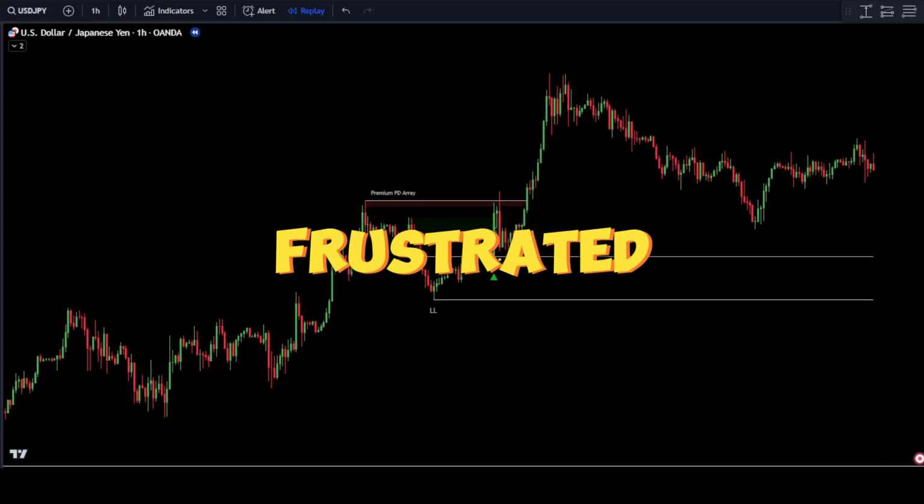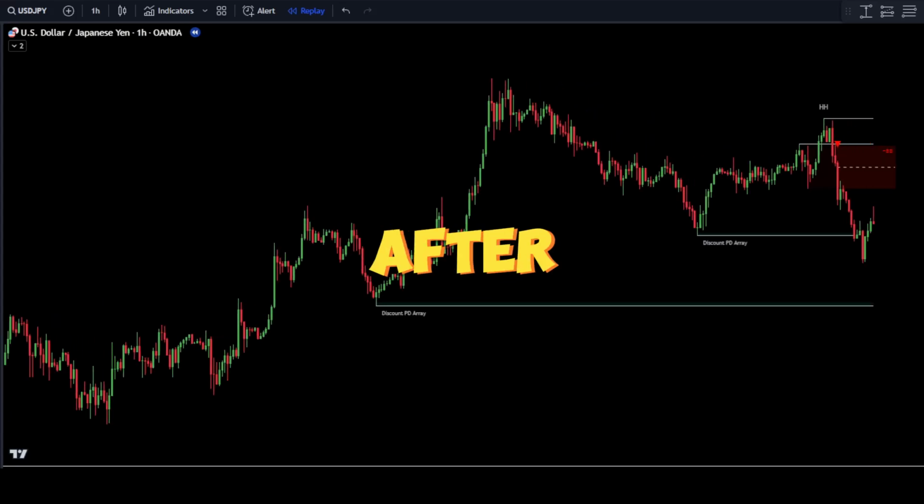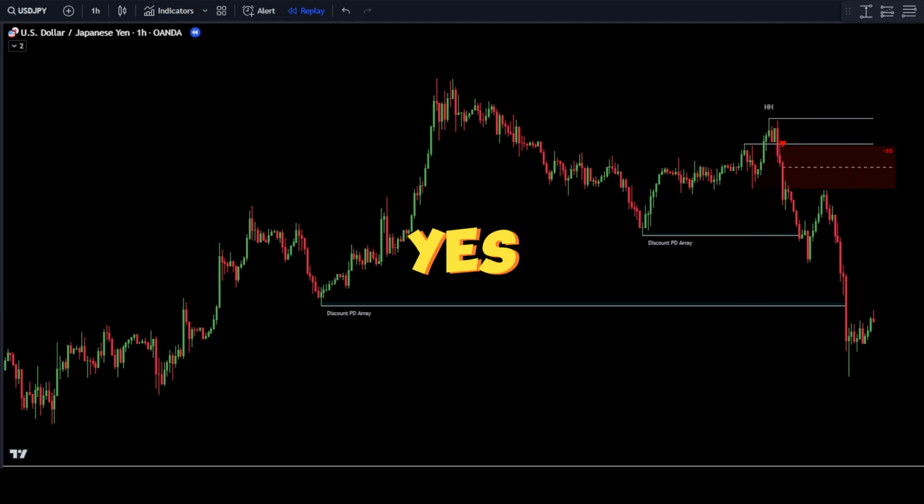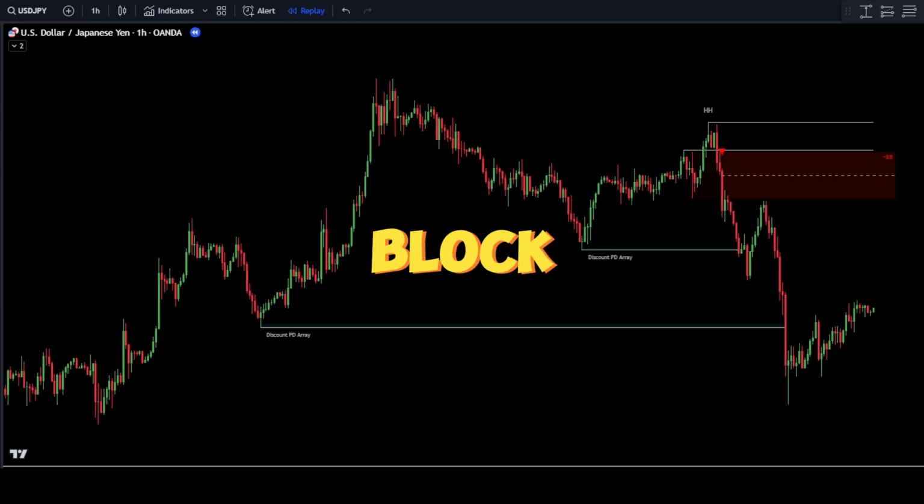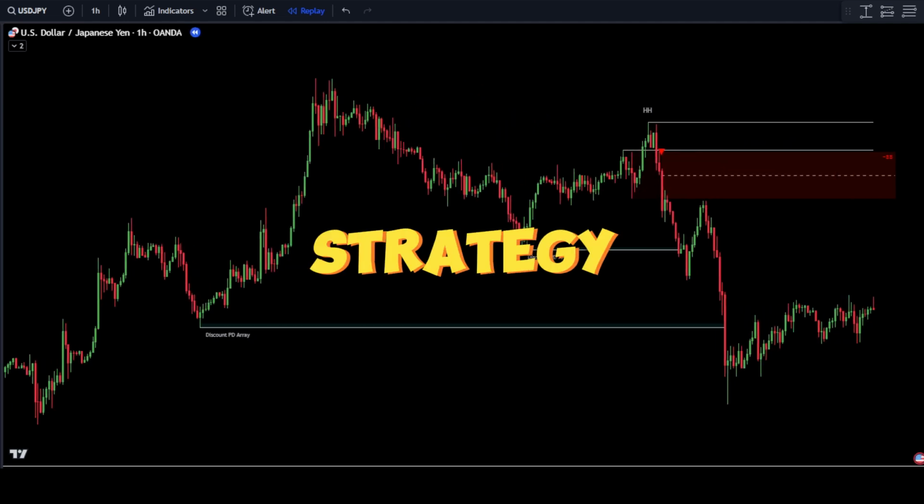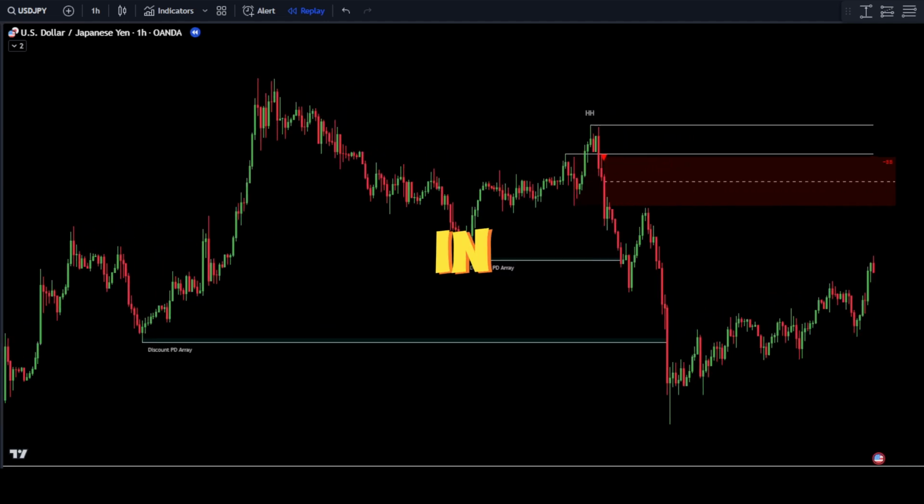Have you ever felt frustrated when the price reverses right after you enter the market? If yes, then you need to know about the breaker block trading strategy, where this strategy allows you to see price movements in a different way.